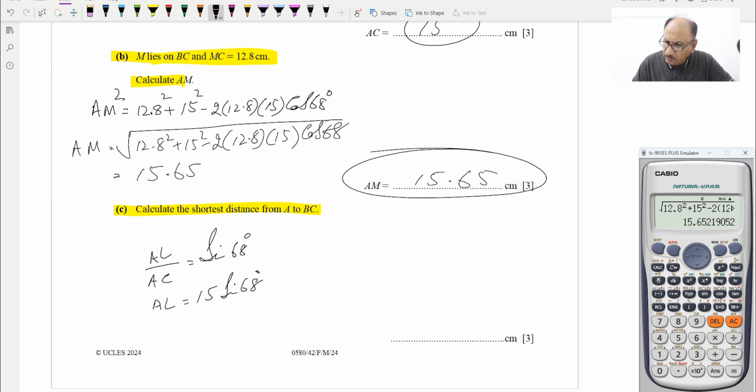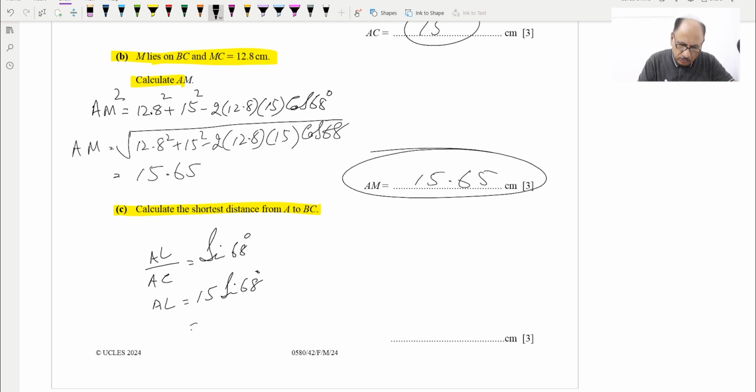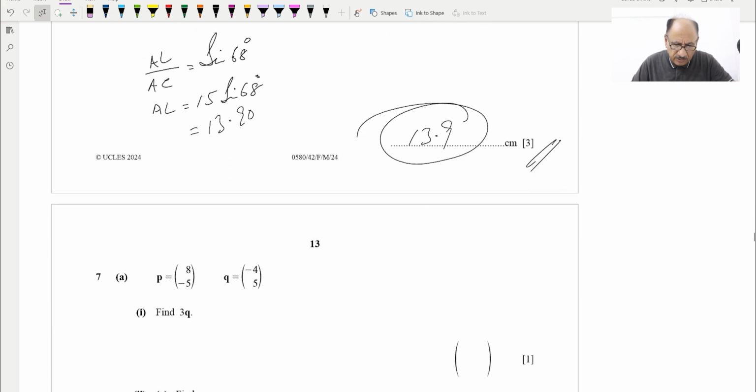So we take this number and multiply it by sine of 68. We take 15 into sine of 68 degrees, which is equal to 13.90. We can write 13.9 up to three significant figures, and the answer is for 3 marks.